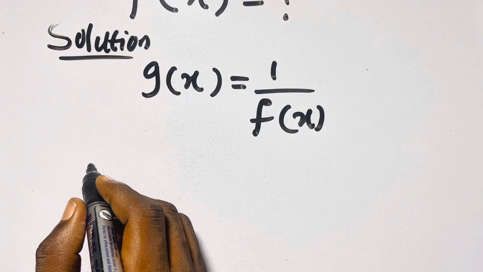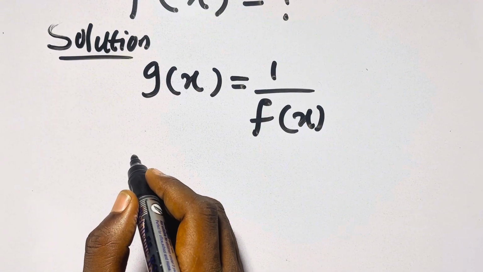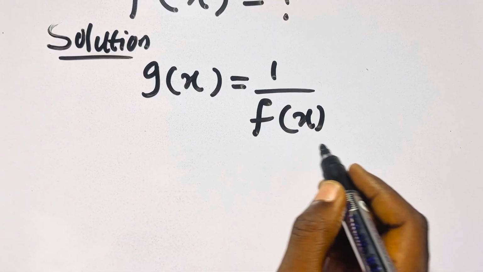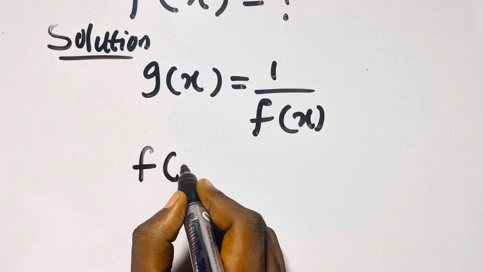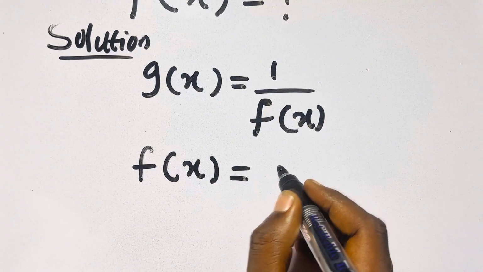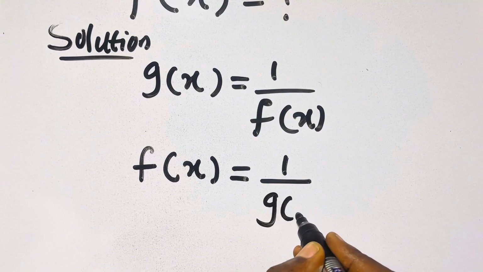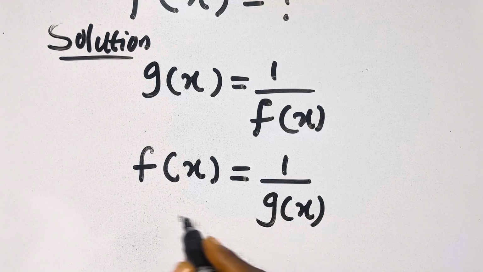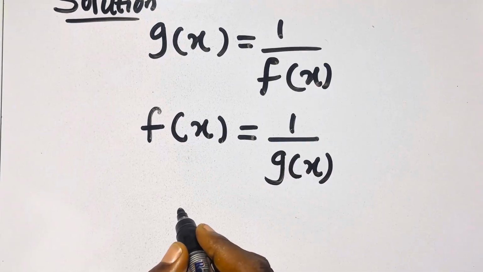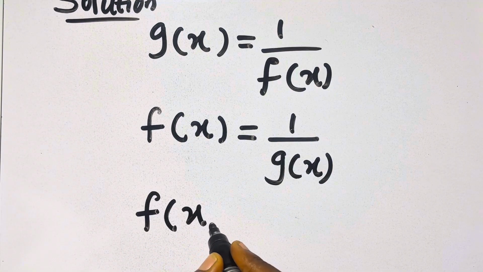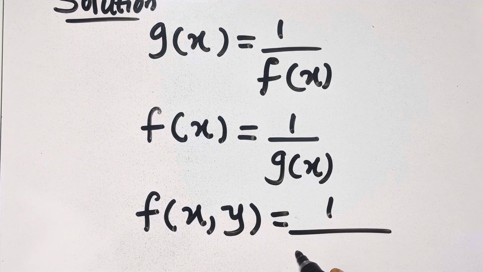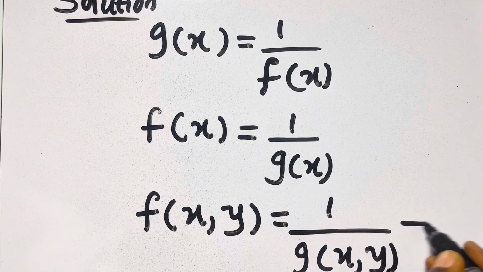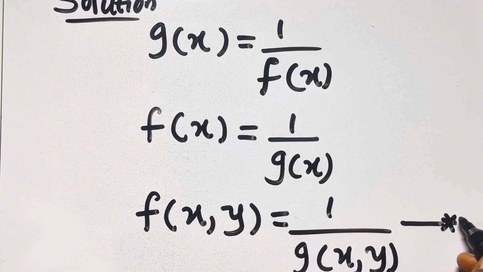So now, from here, if we are going to make f of x the subject of the formula, we will have f of x equals 1 divided by g of x. Alright, so therefore we will have f of x comma y equals 1 divided by g of x comma y. Alright, so let's note this particular expression.